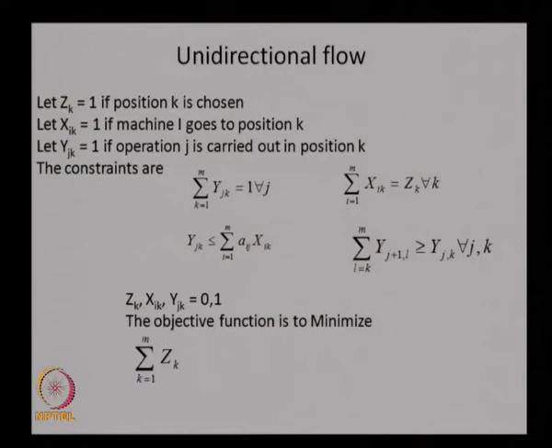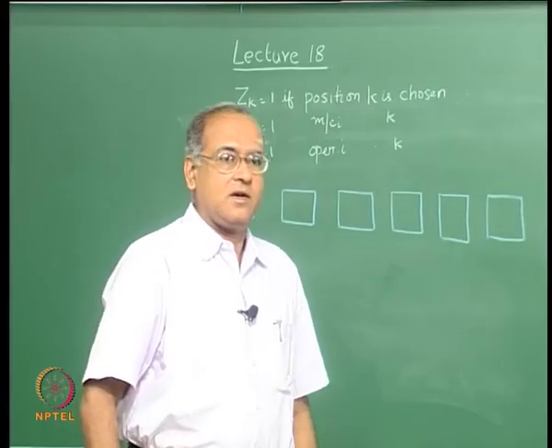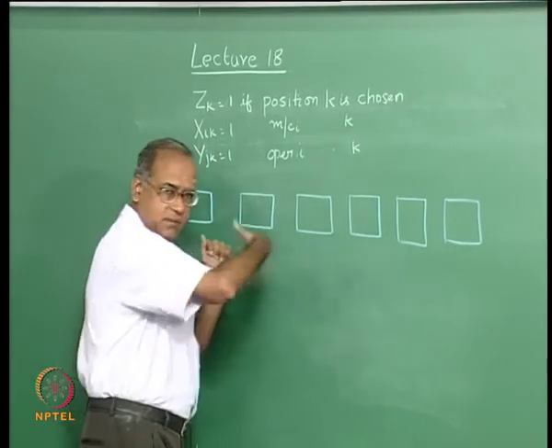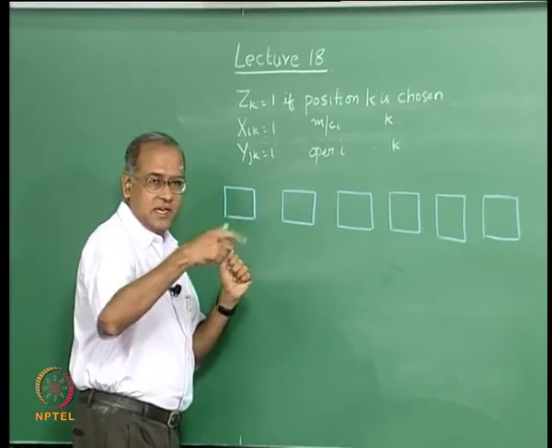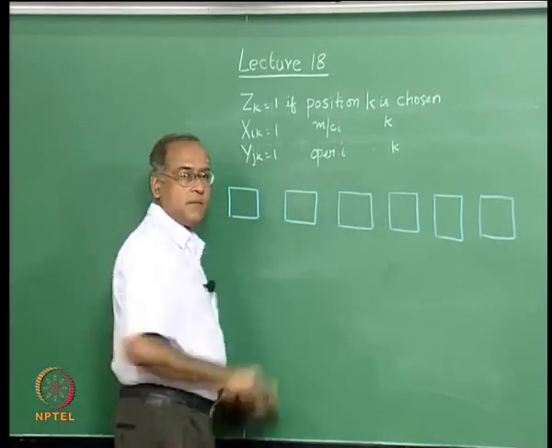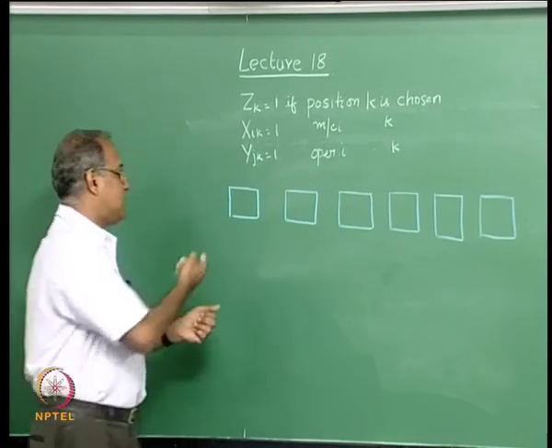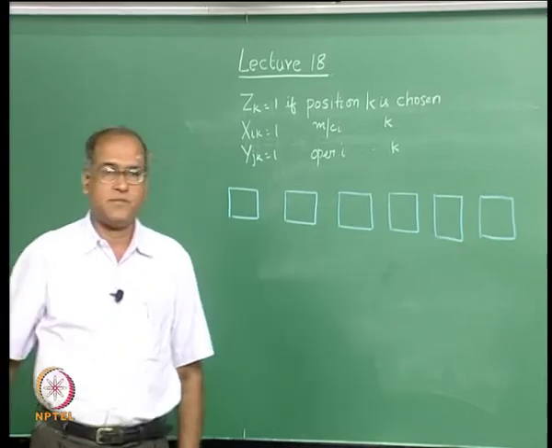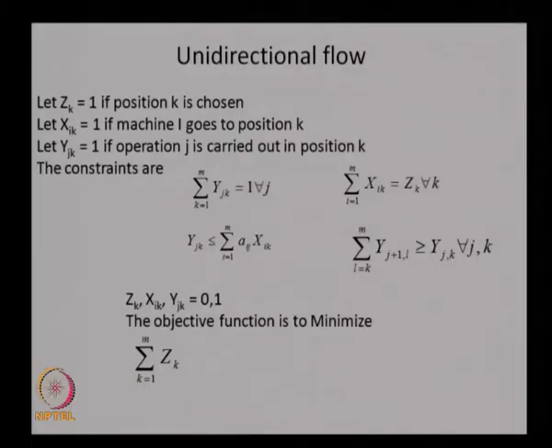So, z_k equal to 1 if position k is chosen, x_ik equal to 1 if machine i goes to position k. If I choose 3 positions, then it is like saying I choose the first 3 or some positions. Let us say if I finally choose 3 out of the 6 z_k to be 1, then any 3 of these 6 z_k can be 1. So, these 3 can be 1, and I choose 3 machines and I find out which machine will go to this position, which machine will go to this, and then which operation will go to which of these machines, such that we get unidirectional flow. Now, the first one is sigma y_jk equal to 1. So, each operation will go to only one position, that is shown here, sigma y_jk equal to 1.